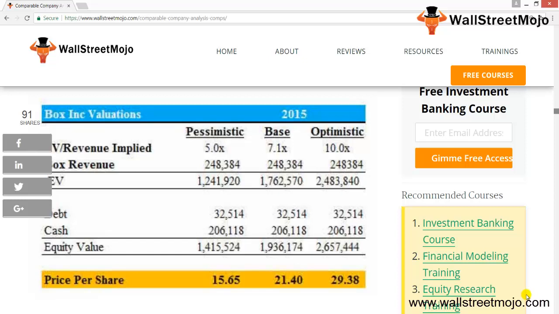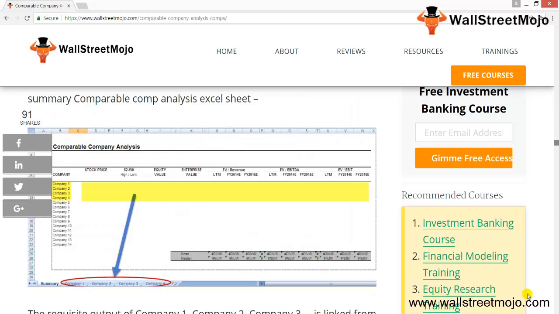Now, professional comparable company analysis, a step-by-step approach. The key to preparing a comparable company analysis, or trading comp, is to arrive at the right multiple, that is EV by sales, PE, etc. As you can see, this is a particular set of company analysis. The requisite output of company 1, 2, and 3 is linked from the input tabs company 1, company 2, company 3 respectively. Preparing the comparable comp table is not difficult. However, correctly calculating the requisite valuation multiple sometimes is challenging. Hence, we will focus primarily on correctly calculating this multiple with an in-depth example.